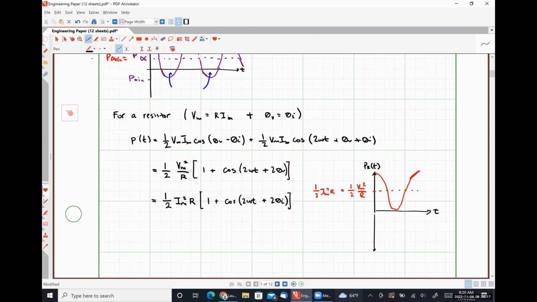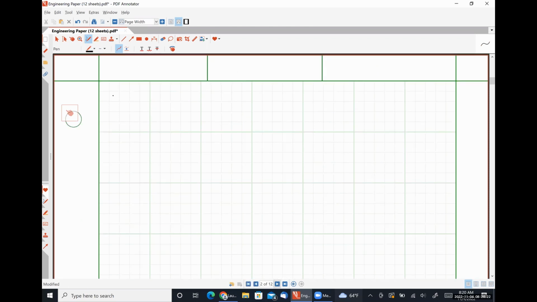Now let's talk about an inductor. So what are the relationships for an inductor? The magnitude of the voltage Vm was equal to omega L times the magnitude of the current. And we know that theta V is equal to theta I plus 90 degrees.